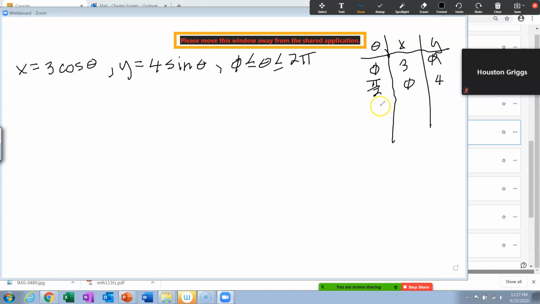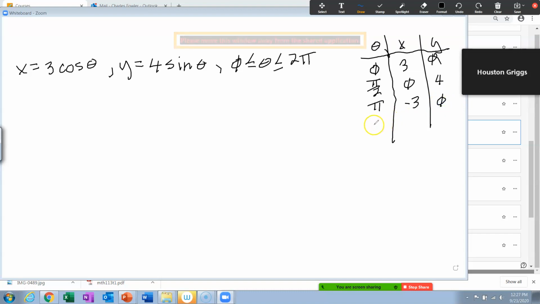Okay. Let's go on to pi. This may not be enough points, but it'll be enough to get us started. Okay. Cosine of pi is -1. And 3 times -1 is -3. Sine of pi is 0, and 4 times 0 is 0.